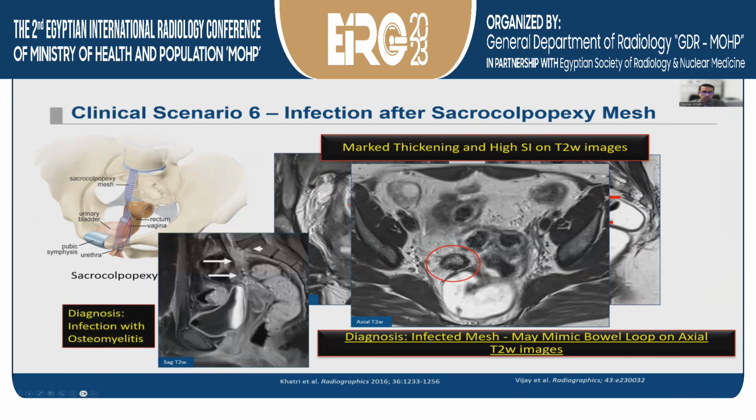A different patient here showing mesh extending to the sacral promontory with enhancement of the bone there. So this is infected mesh with associated osteomyelitis. So when suspecting osteomyelitis after sacrocolpopexy mesh, you would do an MRI.